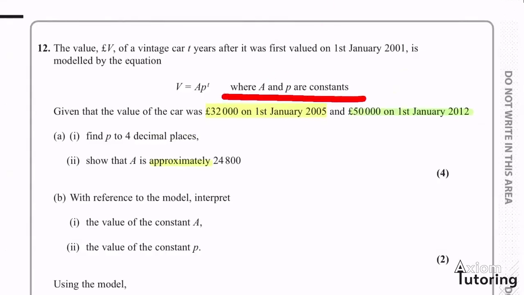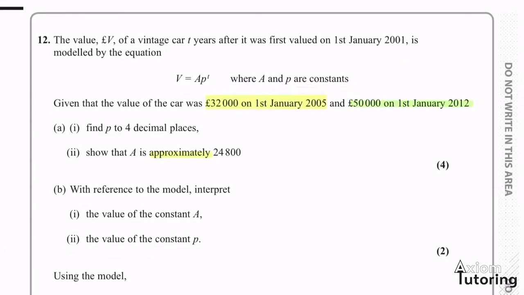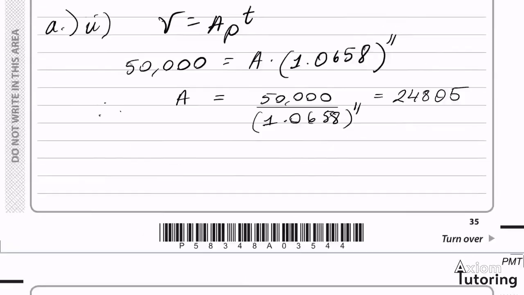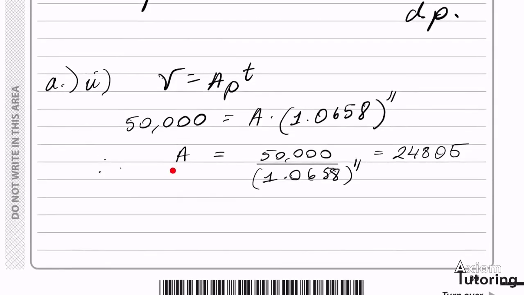That's A rounded to the nearest whole number, because we are initially told that A and P are constants. So if we make sure that this is a constant term so that it is a whole number, it rounds to 24,805, and that is approximately 24,800, which is the answer required.